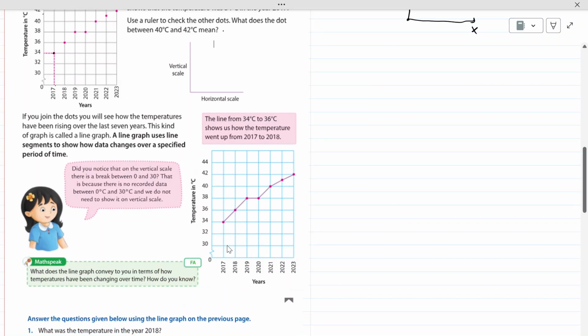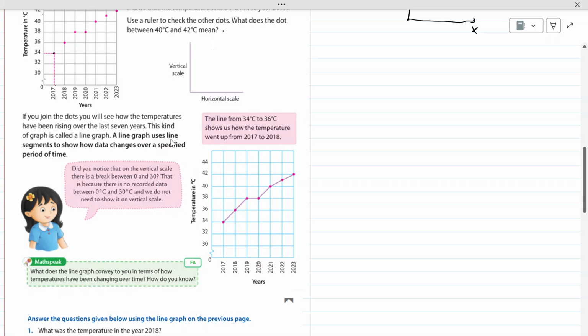So if we are joining these dots now, we have seen that from 2017 to 2023 in that particular city for the month of May, the temperature is rising here. This kind of graph is called a line graph. So kids, you see that we have got the data of the city. We have plotted that data in this chart, and then we have drawn a line graph here, and we can very well get this information that the temperature of this city is rising over a period of 7 years.